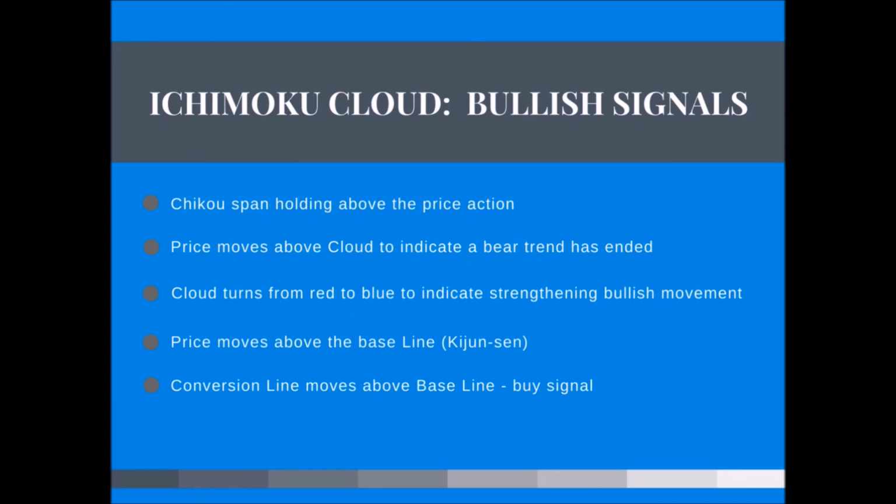The Chikou Span holding above the price action, that's bullish. The price moves above the cloud to indicate a bear trend has ended, that's bullish. The cloud turns from red to blue to indicate strengthening bullish momentum. The price moves above the baseline, the Kijun Sen. And the conversion line moving up above the baseline, just like a moving average crossover, this is a buy signal.